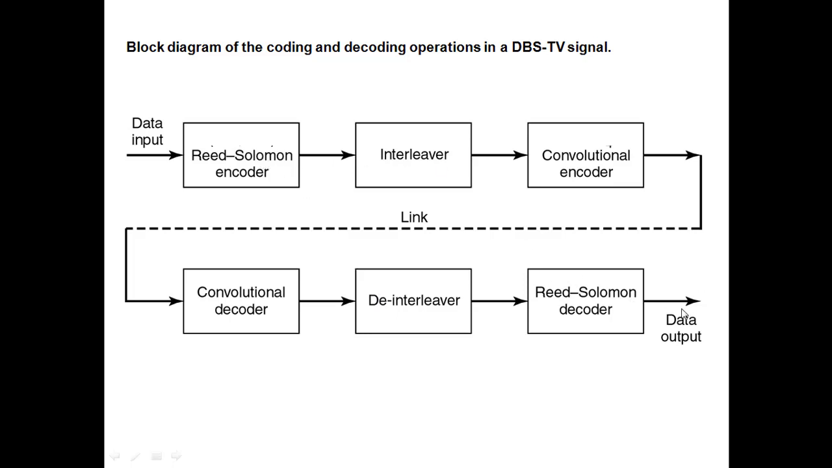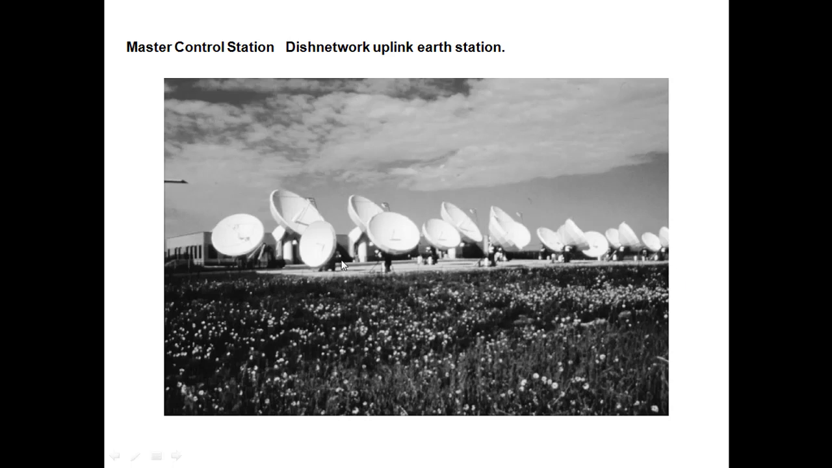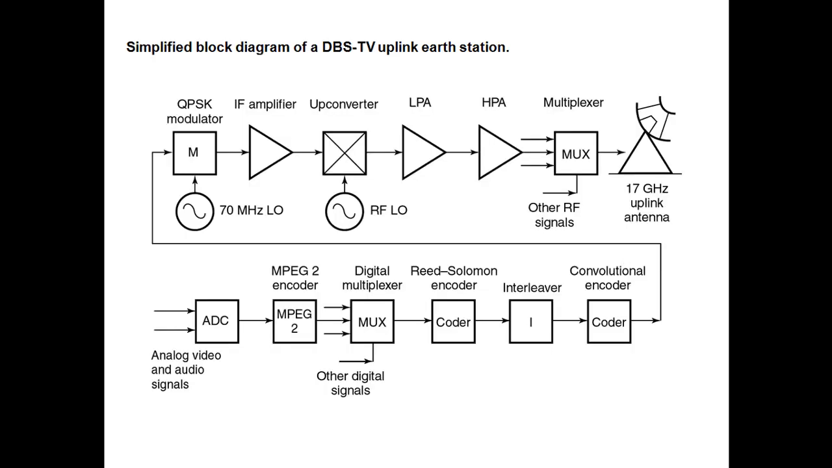the data output. This is the master control Dish Network uplink earth station. You can see a complete antenna farm, and this earth station is receiving the baseband signal from some place, and then it is uplinking to the satellites. This is the simplified block diagram of a DBS TV uplink earth station. Direct broadcast television satellites are relay devices that provide a very large coverage area serving millions of customers.